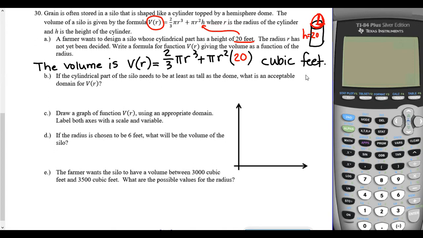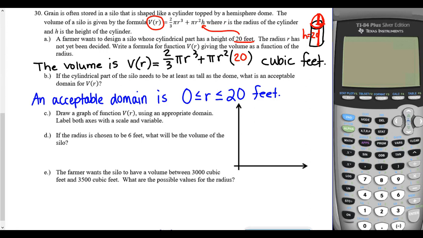All right, part B says, if the cylindrical part of the silo needs to be at least as tall as the dome, what is an acceptable domain for V of R? So if this part's 20 and that has to be at least as tall as the dome, then my radius would have to be between 0 and 20 feet also. So I wrote that out as an inequality. I put equal to's because theoretically I could have a 0 radius or a 20 radius. That's probably not going to be my most optimal situation, but they work. And then I included feet because the radius was measured in feet.